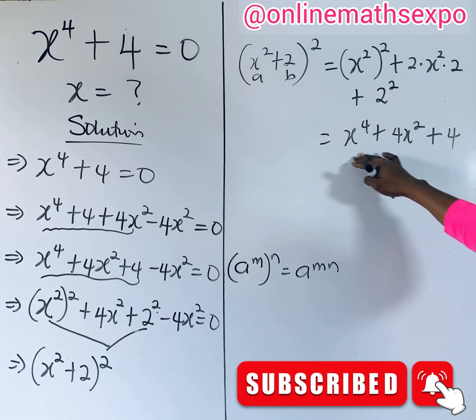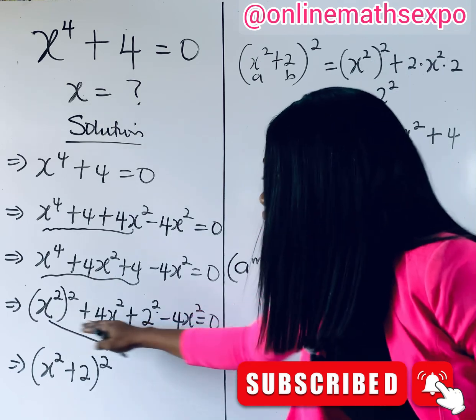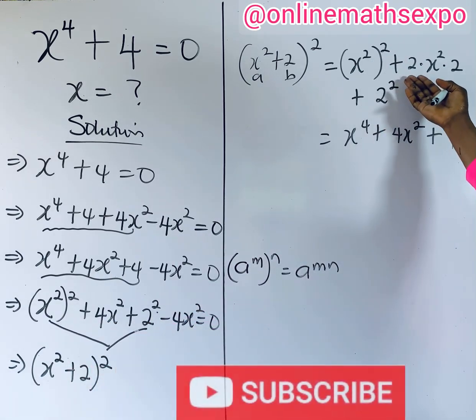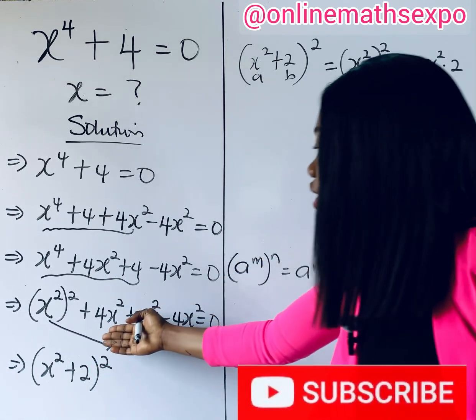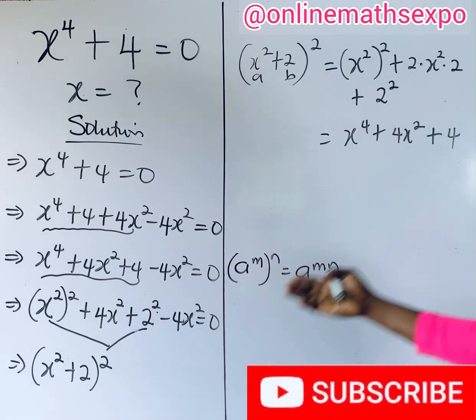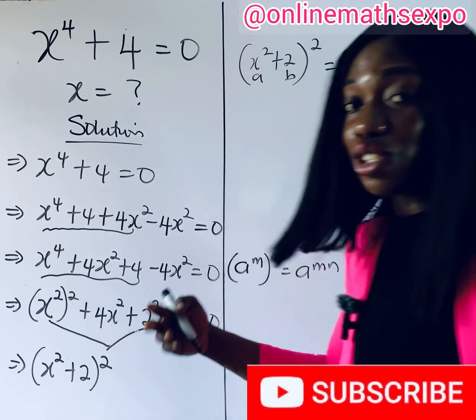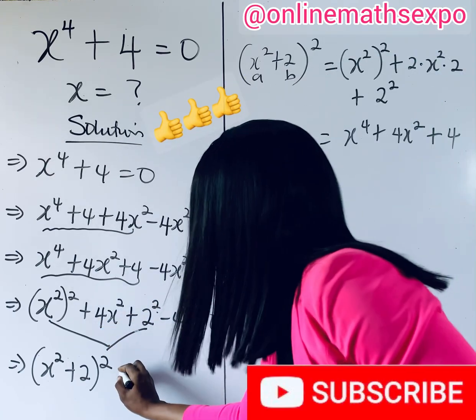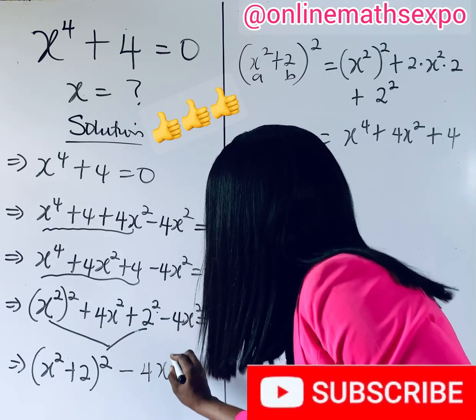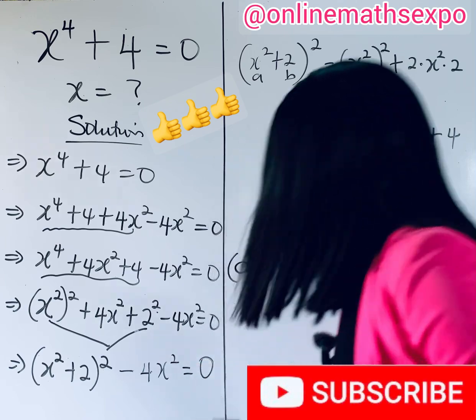So you see that this is the same thing as this. You can also see it from here. And it's also the same as this. So we have not changed anything. So this is the perfect square of this. It's just to help us solve. Now we have minus 4x squared is equal to 0.